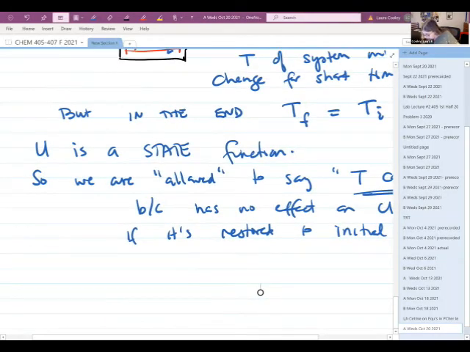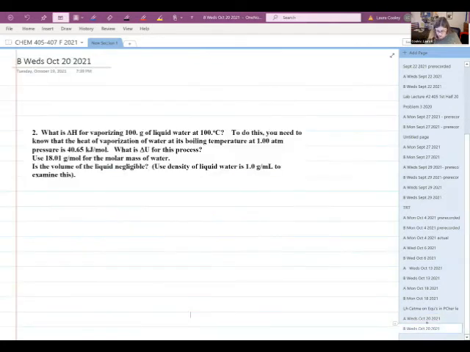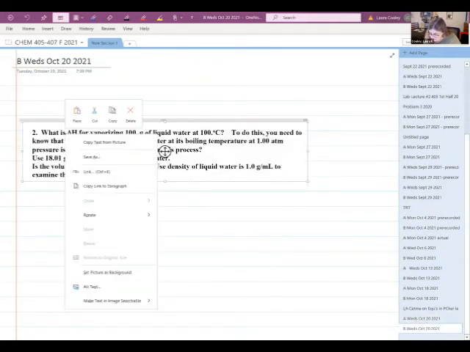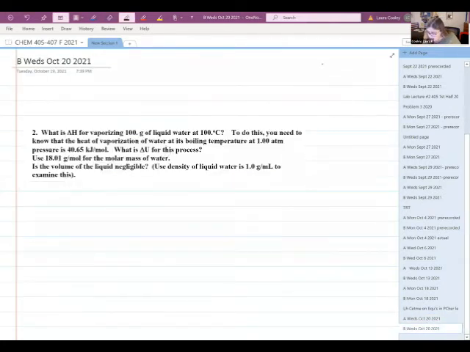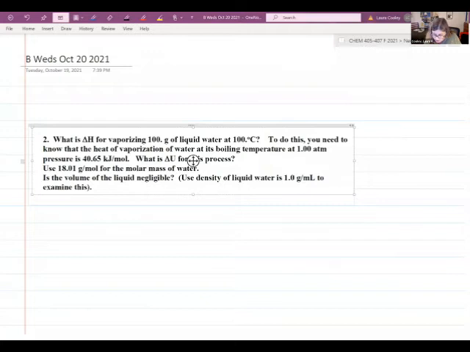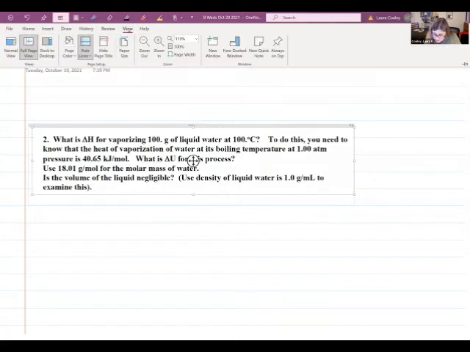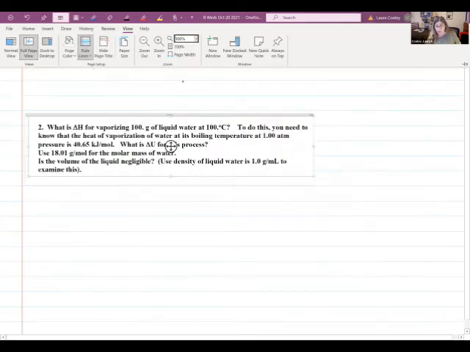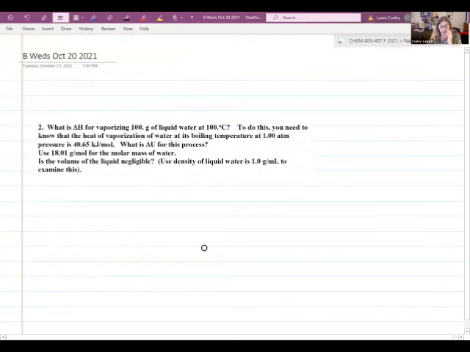Let's see. Okay, so here's the next problem. What is delta H for vaporizing 100 grams of liquid water at the boiling point, 100 degrees C, which is, by the way, 373 Kelvin.